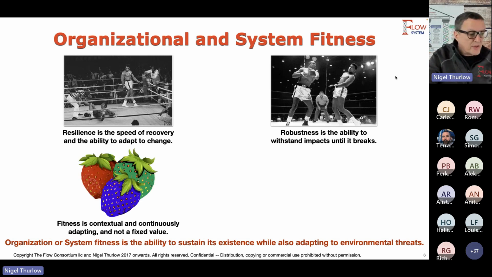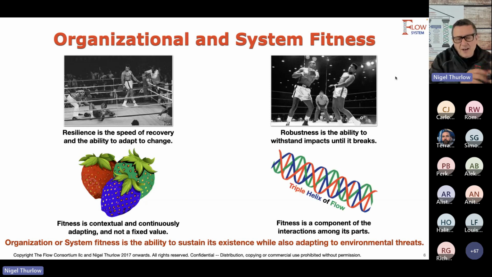So you might see where I'm going with some of this. Fitness, however, is contextual. A hospital has a very different context to an automotive plant, has a very different context to a university, and so on and so forth. So fitness is contextual, but it's also continuously adapting and is not a fixed value. And that's the idea when we talk about the triple helix of flow in the flow system. It's the combination of those and the interactions of those different component parts within those different helixes within the flow system.